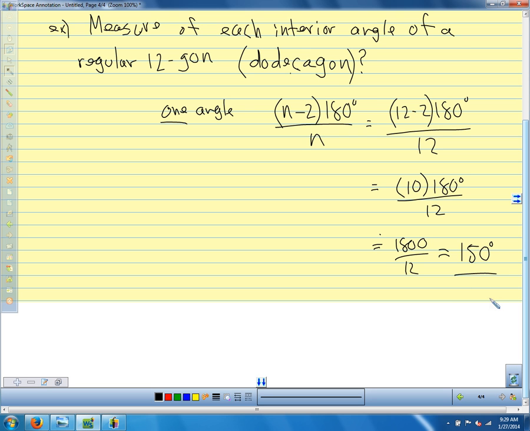150 degrees. So each interior angle of a regular 12-gon, so if I drew a couple of the sides, that would be 105 degrees for each of those sides. 150, thank you. 150 degrees. And my drawing's not to scale, but you get the idea. That's where our interior angle is. Questions on that example?